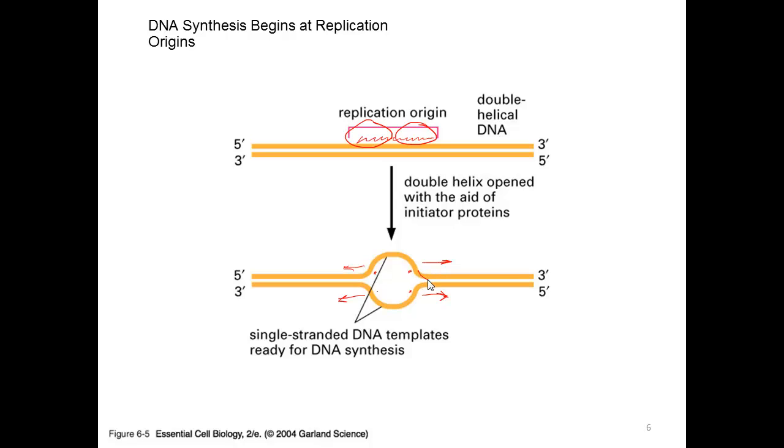There are 2 replication forks. Here's one replication fork, here's a second replication fork, and at each replication fork both strands are being copied. So 4 simultaneous replication processes.